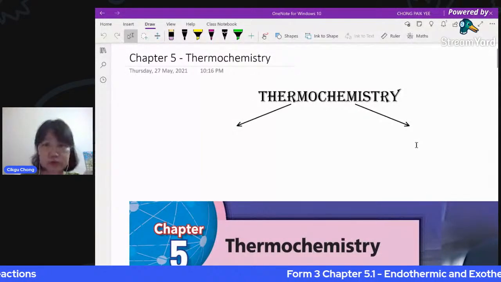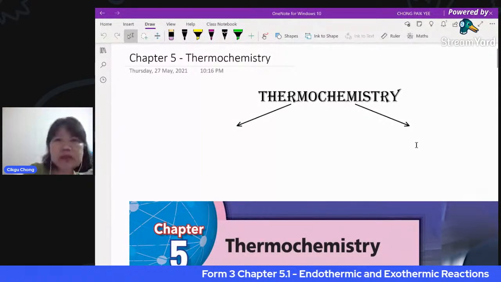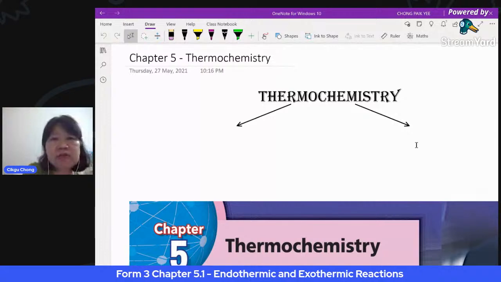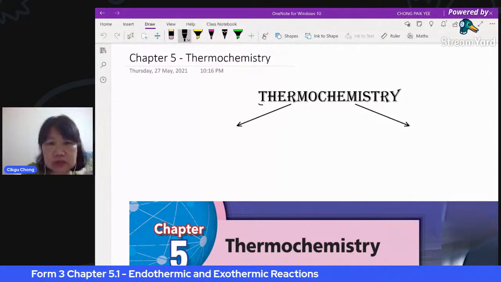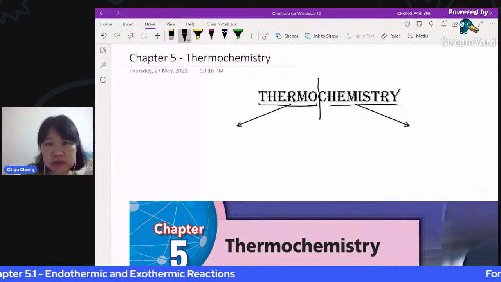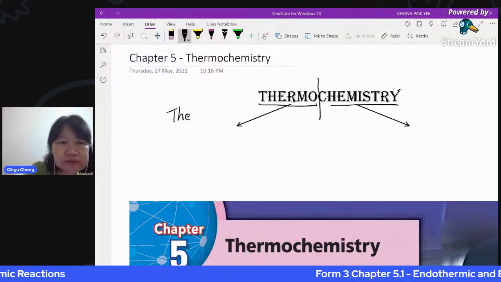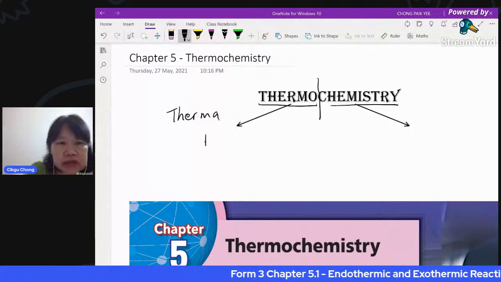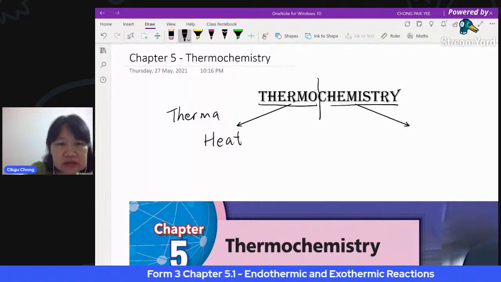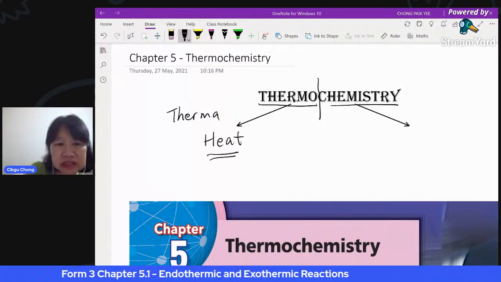Now, what is the meaning of thermo? This word is actually a combination of two words. You have this word thermo, and you have this word chemistry. Thermo actually comes from the word thermal. Thermal actually means heat. So it has to do with heat.